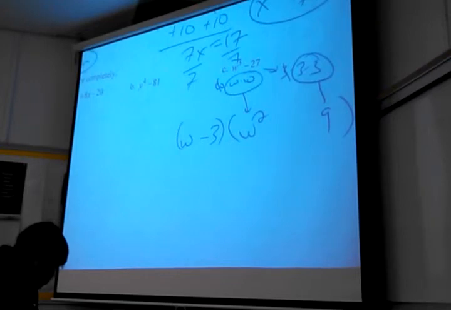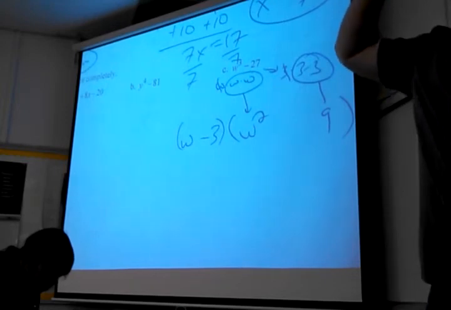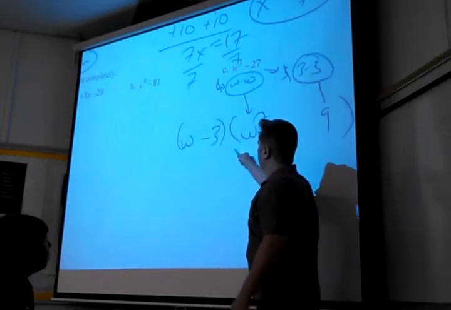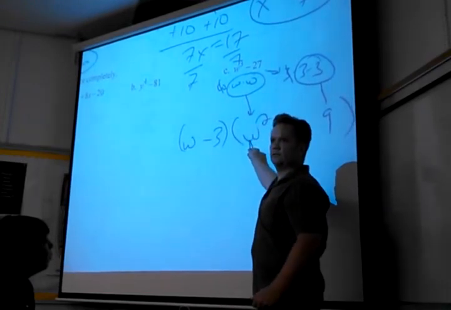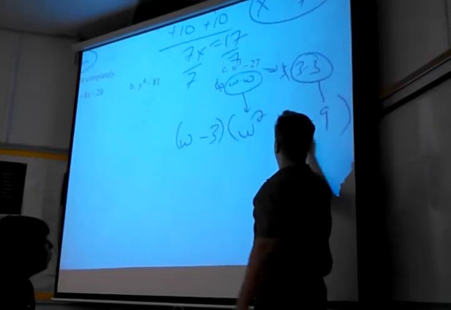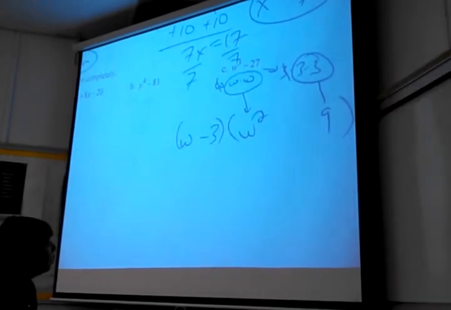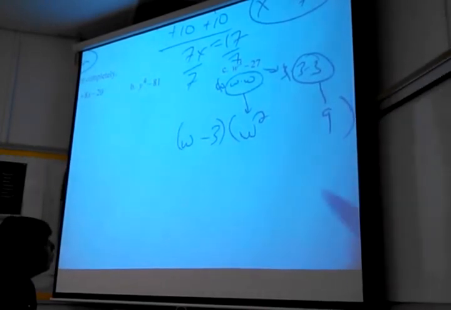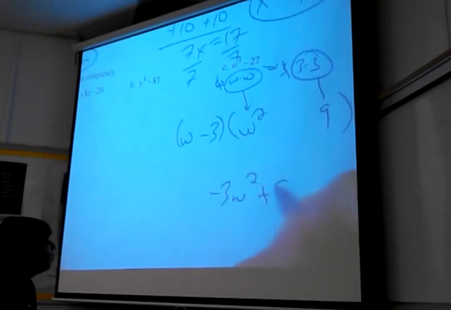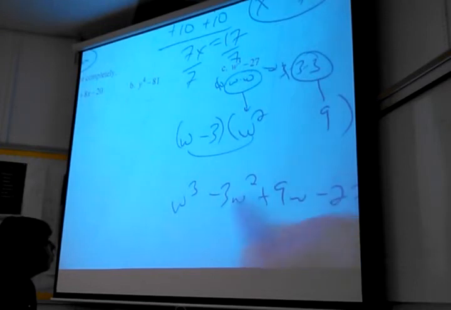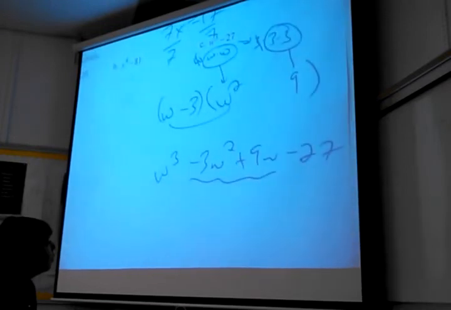Now the big question is, why do you need anything else? W times W squared is W cubed. 3 times 9 is 27. Why did you math people have to make it complicated? Because I also get minus 3W squared. That sucks. I don't want minus 3W squared. And I also get 9W. I don't want any kind of 9W. So I get these two extra pieces, right? I do get my W cubed, and I do get my 27, but I get these extra pieces.